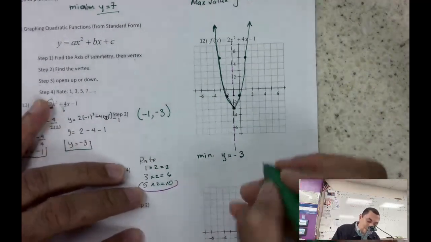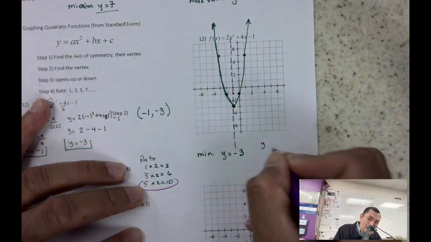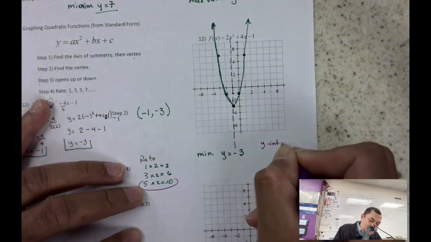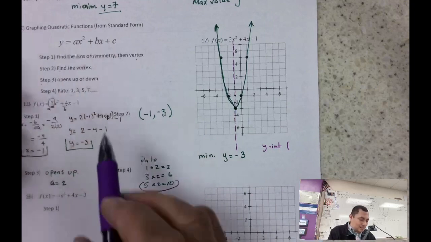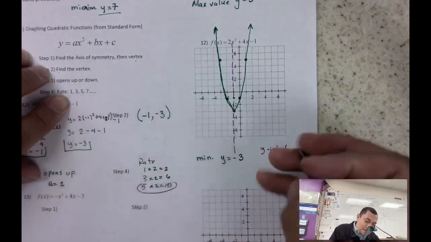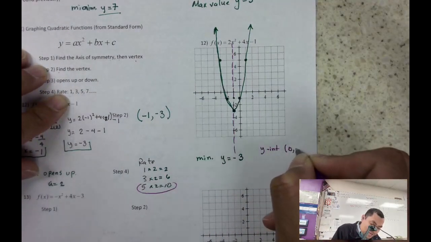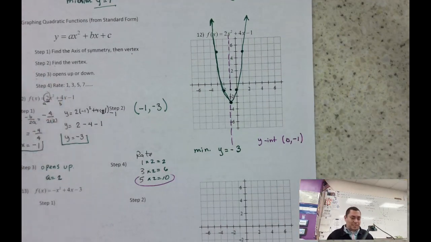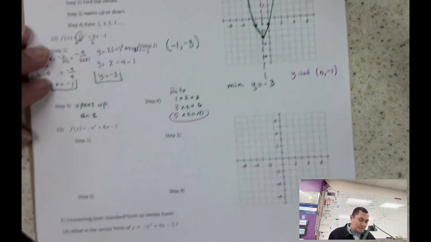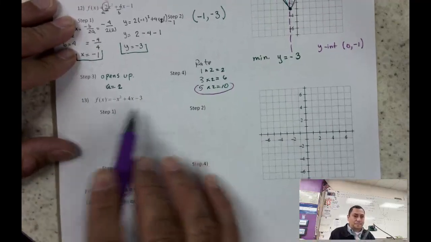What is the y-intercept? I'm going to write here. Y-intercept. In standard form, it is the value of c. So this one is negative 1. So 0 in x, negative 1 in y. That's the y-intercept. Okay. Problem number 13.